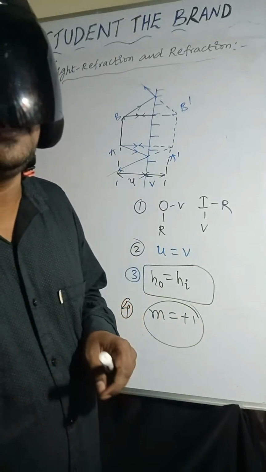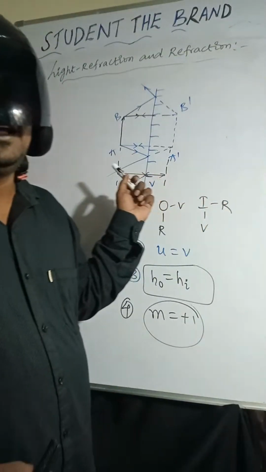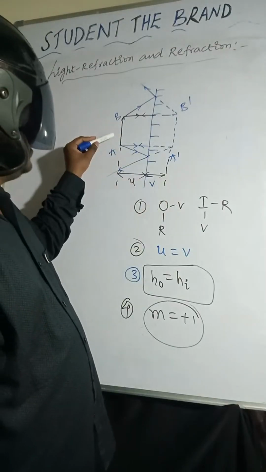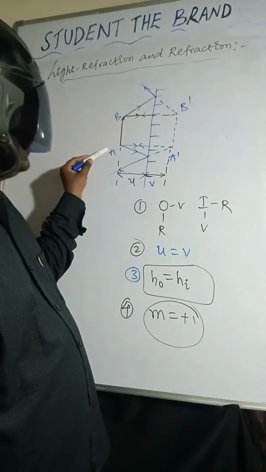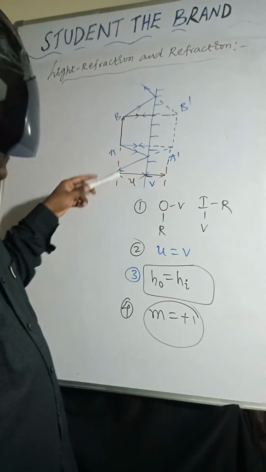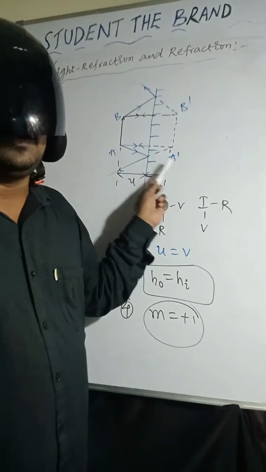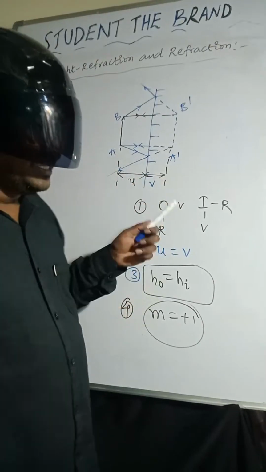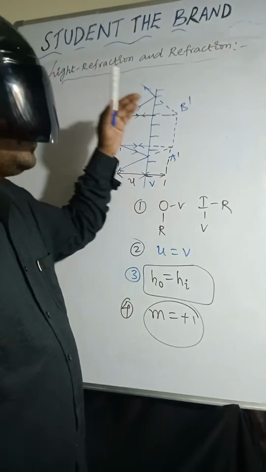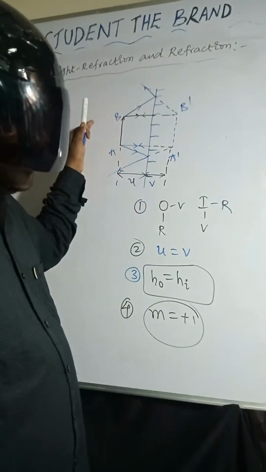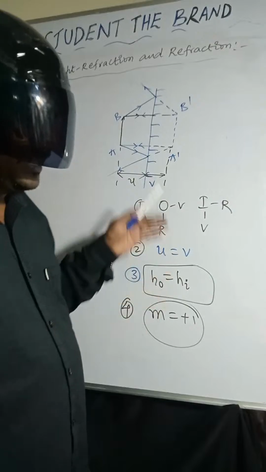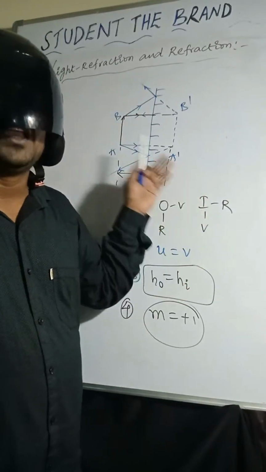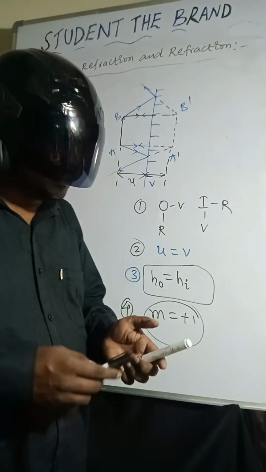Magnification is plus 1. Understood or not? I hope it is very clear. Check once here. So object is real, image is virtual. Object is virtual, image is real. And object distance is equal to image distance. Height of the object is equal to height of the image. And also magnification of the plane mirror is plus 1.